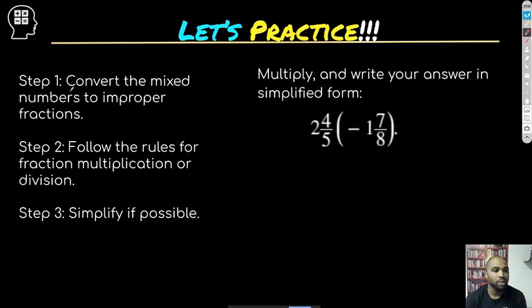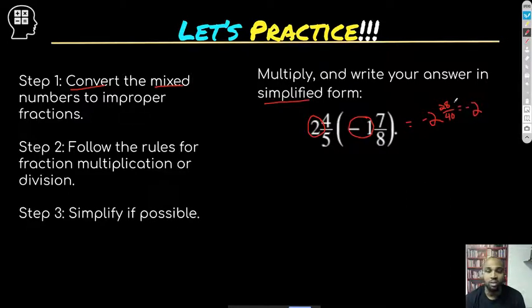And the first thing we do is convert the mixed number. Actually, you know what? The first thing I think some of us may have done is we're just going to instinctively take the whole numbers and multiply those. And that's going to give us -2. And then we're going to multiply using the fraction rules for multiplication, which is numerator times numerator. So 4 times 7, so that'd be 28. And 5 times 8 is 40. We want our answer simplified, so -2.